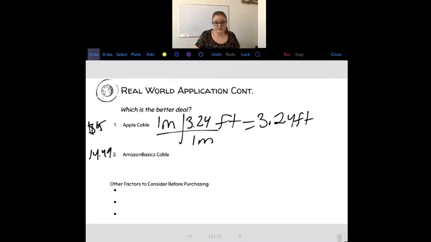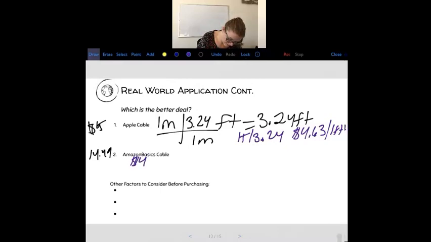So if we want to understand cost per foot, we would take 15 and divide it by 3.24 to get 4.63 dollars per 1 foot, since we divided those two numbers. The Amazon Basics cable is $14.49, and it's 6 feet. So $14.49 divided by 6. This one is only $2.42 per foot.